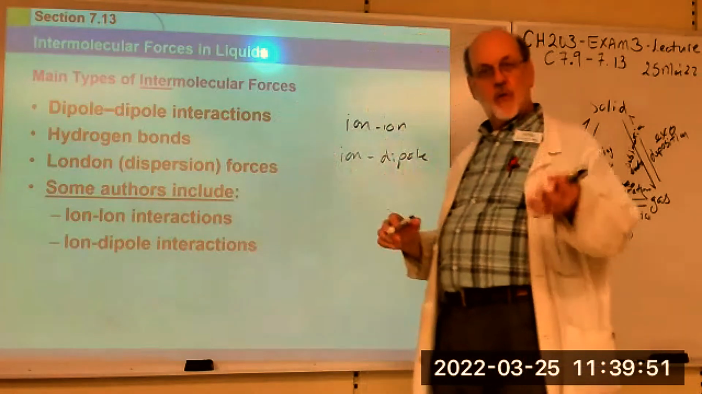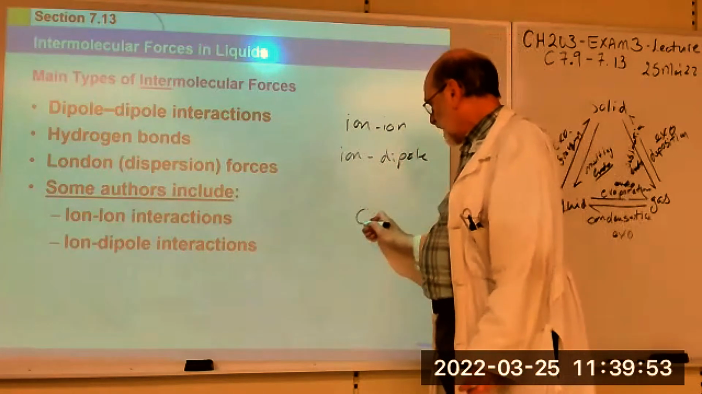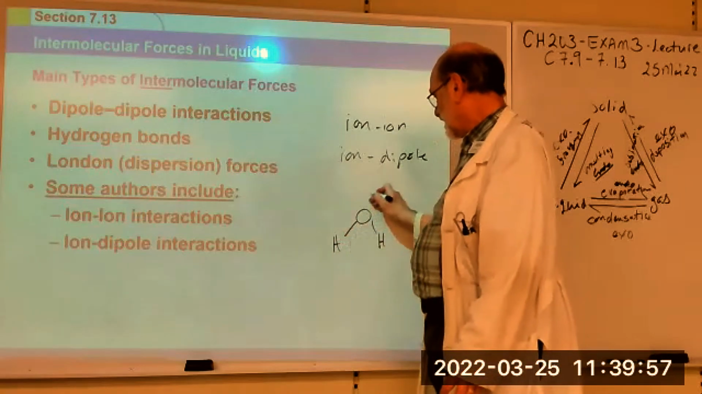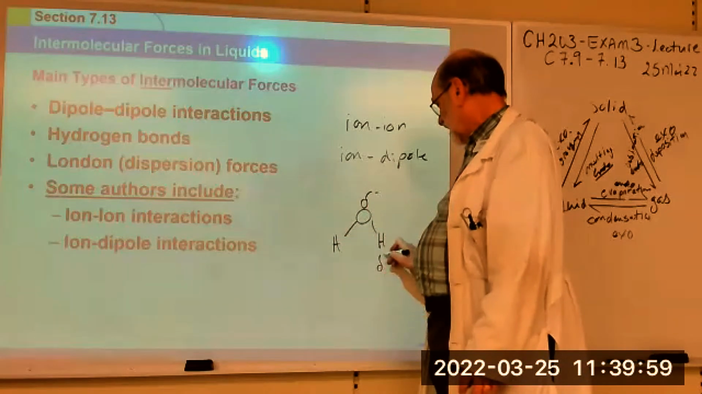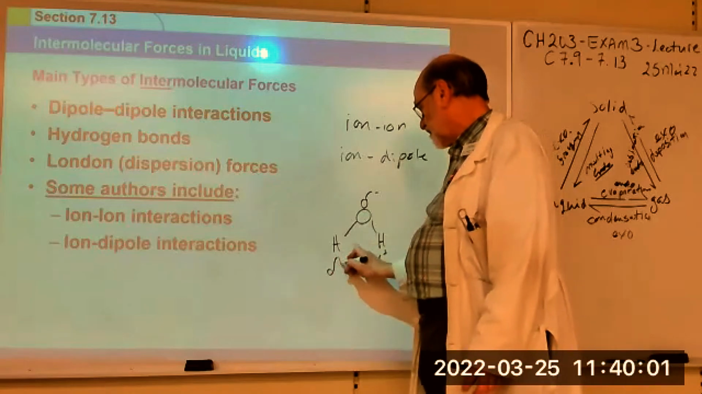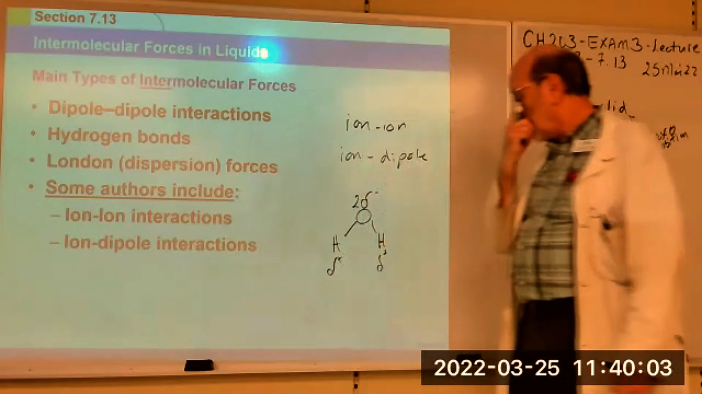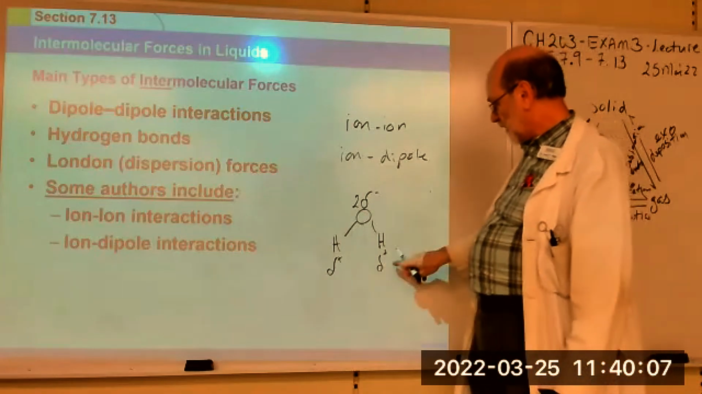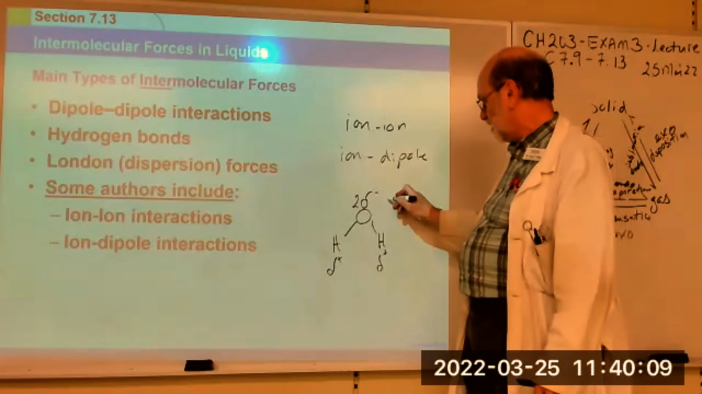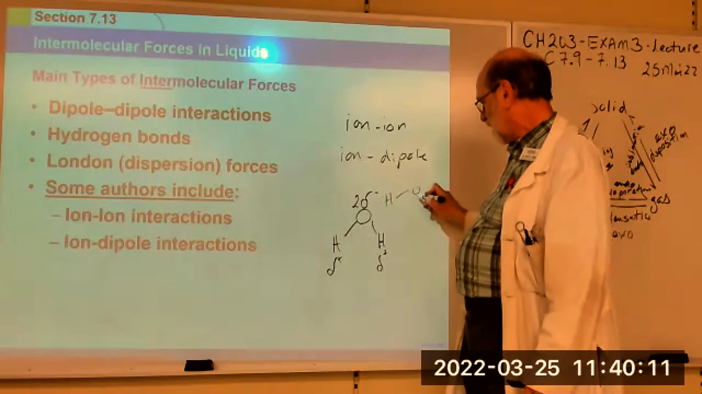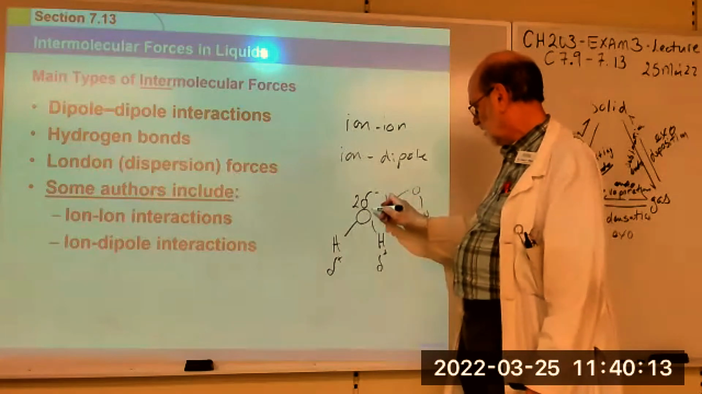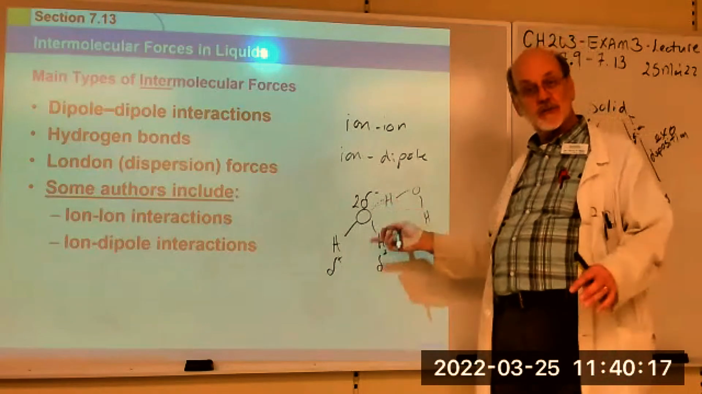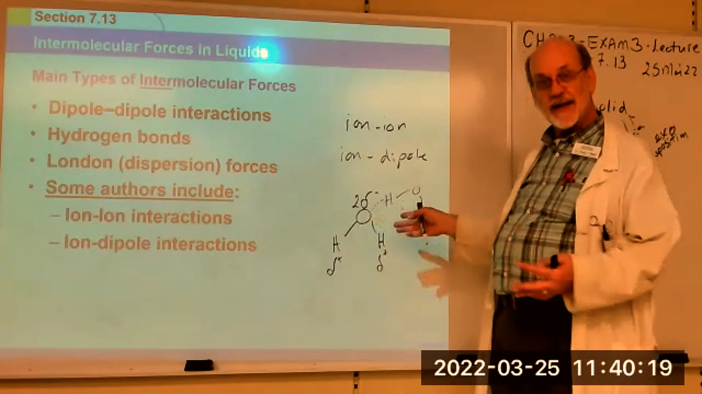Then the dipole-dipole. For instance, water molecules. Water is shaped like this. This side is slightly negative. This side is slightly positive. Right? So when the molecules of water come close together, they orient themselves with the positive of this molecule against the negative of that molecule, and you get an intermolecular bond, dipole-dipole.